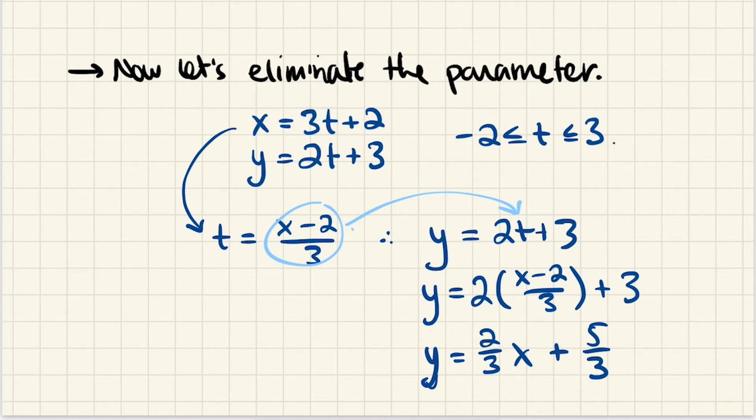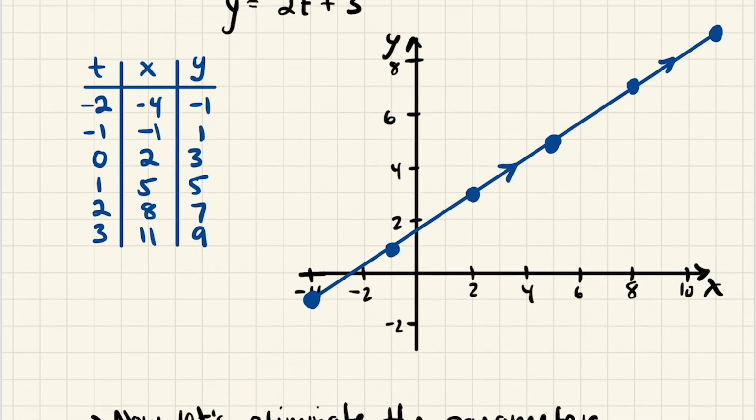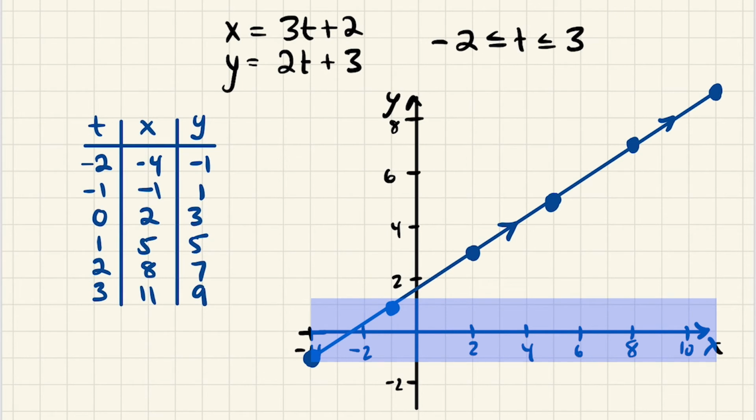For instance, when t is equal to -2, we get x being 3 times -2, which is -6, plus 2 is -4. And when t is equal to 3, we plug that in, we get 3 times 3 is 9, 9 plus 2 is 11. So we have these bounds here on x, -4 to 11. Of course, that's represented on our graph, -4 to 11.